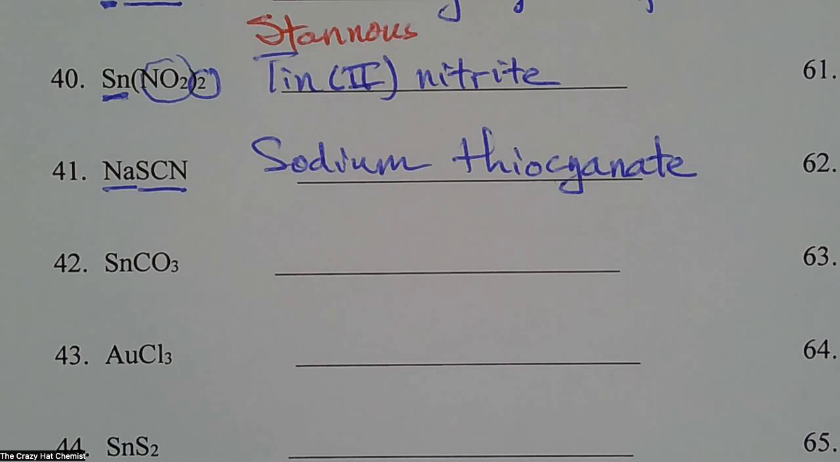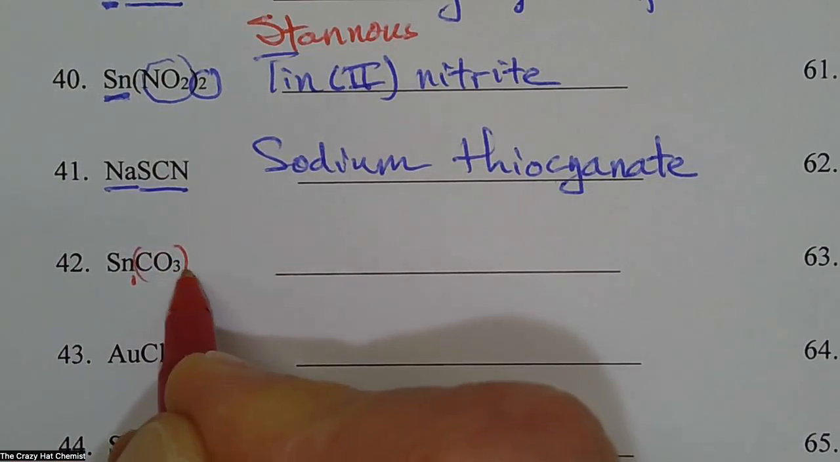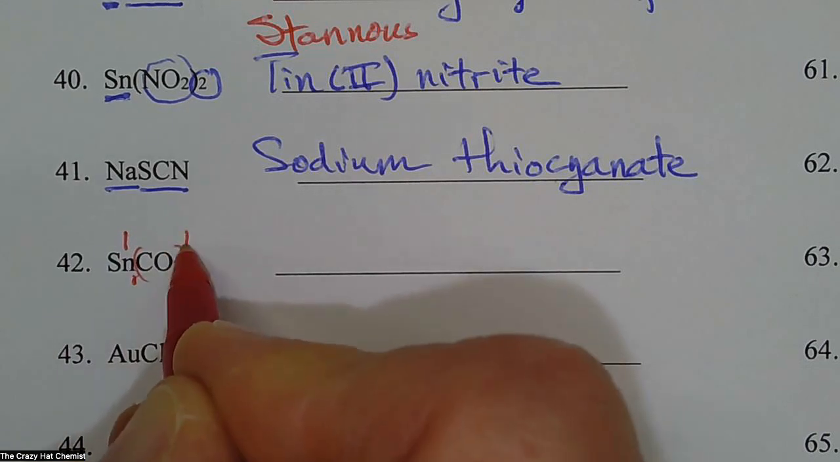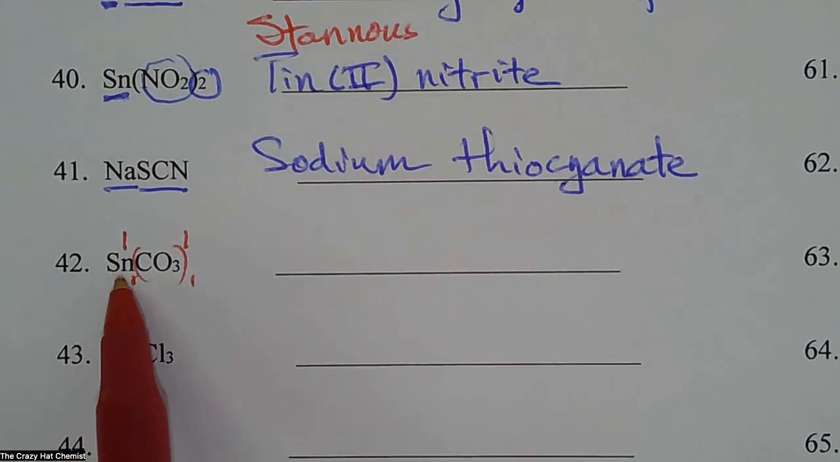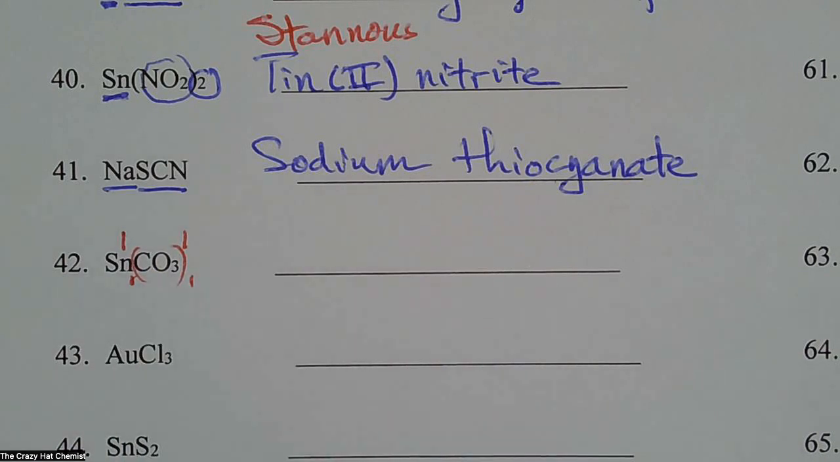Now, this one is a complicated one. There's a 1 here and a parentheses and a 1. I'm going to flip up the 1 and I'm going to flip up this 1. Okay, there is no tin that's a 1+ charge. And carbonate is a polyatomic ion. It is a 2- charge.